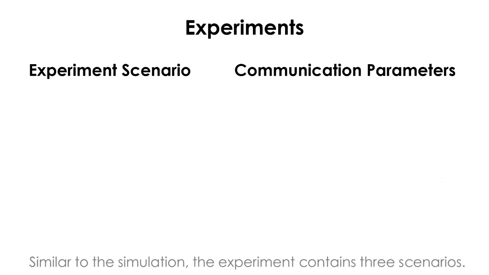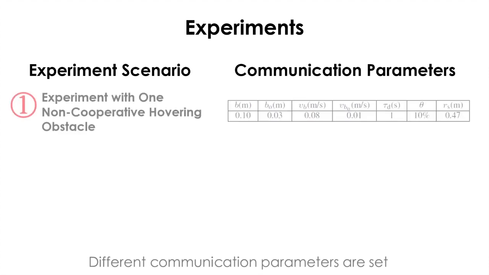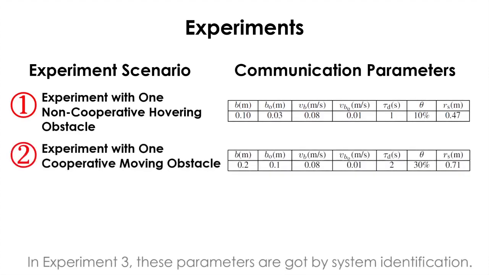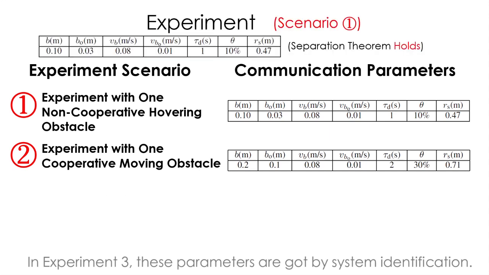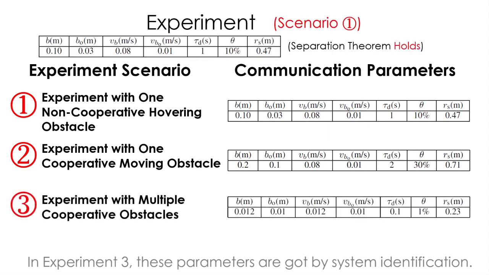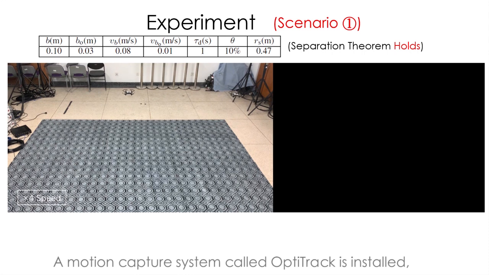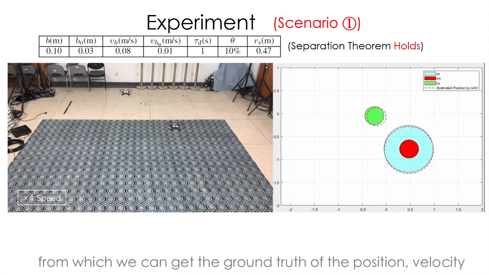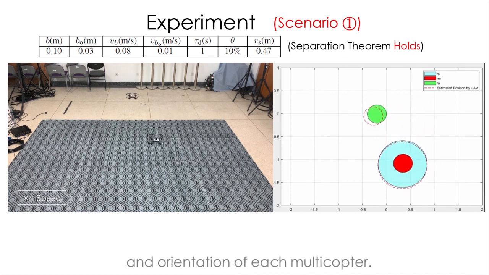Similar to the simulation, the experiment contains 3 scenarios. Different communication parameters are set during the first 2 experiments. In the experiment, these parameters are obtained by system identification. A motion capture system called OptiTrack is installed, from which we can get the ground truth of the position, velocity and orientation of each multicopter.